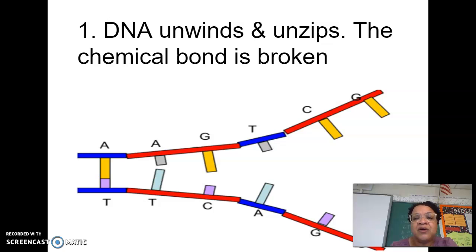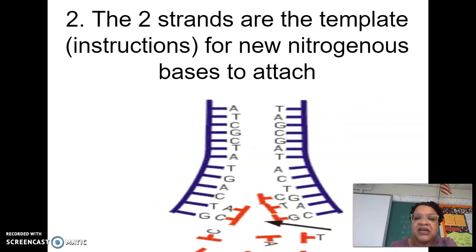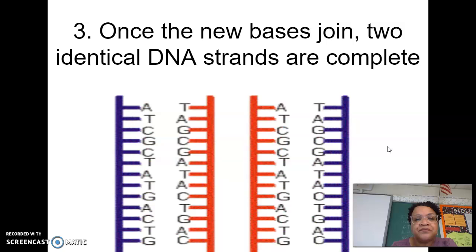Again, the DNA unwinds and unzips. That chemical bond, what's that chemical bond called? It's called hydrogen, and it is broken. The two strands are the templates for the new nitrogenous bases to attach, right? They are templates. We call that the semi-conservative model of replication. And once the new bases join, two identical DNA molecules are complete, one with the old strand, the parental strand, and one with the new strand.